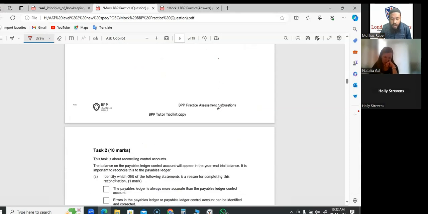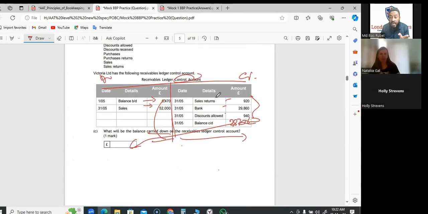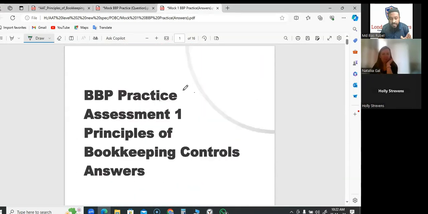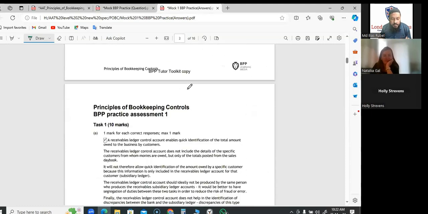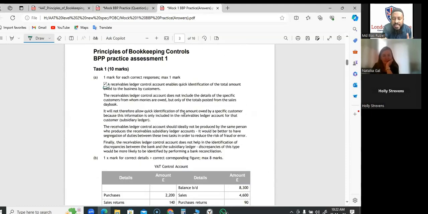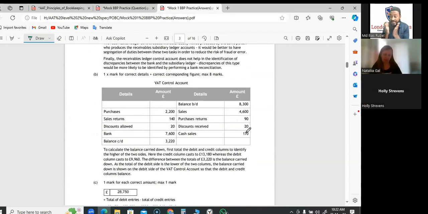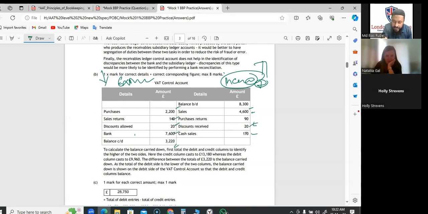Good. That's the end of task number 1. Shall we check our answers? What is a receivables? It's a quick identification, total amount owed by the customers to the business. A VAT control account, the easiest in the world. Income VAT you write on the credit side, an expense VAT or a liability going down on the debit side, a liability going up on the credit side. And yeah, all are correct.